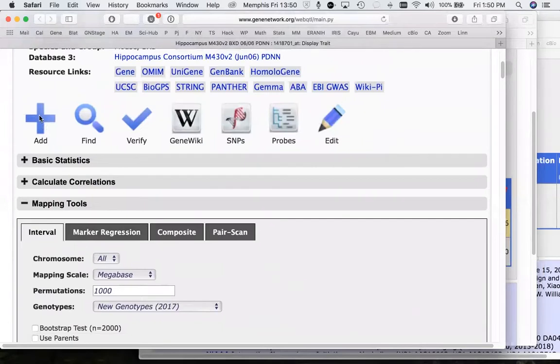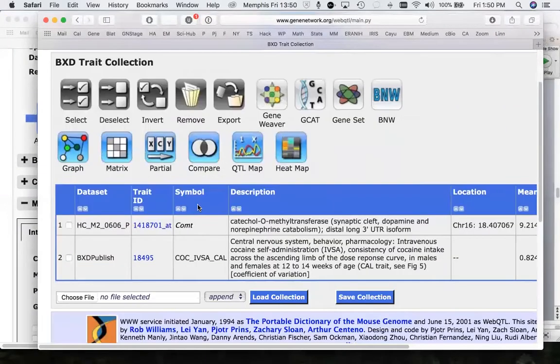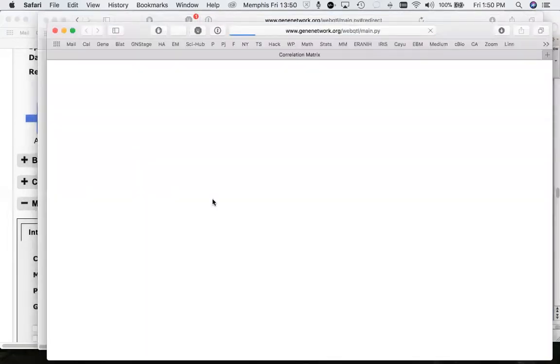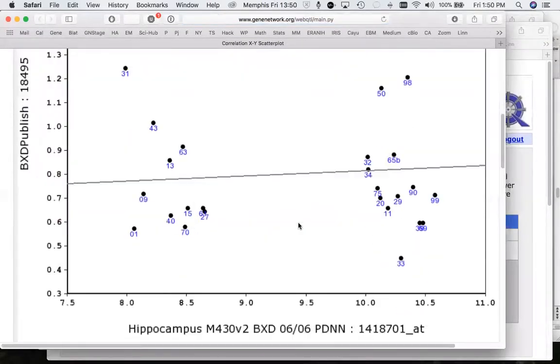I can add this into my shopping cart. And now I have two things in my shopping cart: catechol methyltransferase mRNA expression level, cocaine. I could ask a very simple question: do those two covary? The answer is no. In this particular case, they do not care for each other very much.